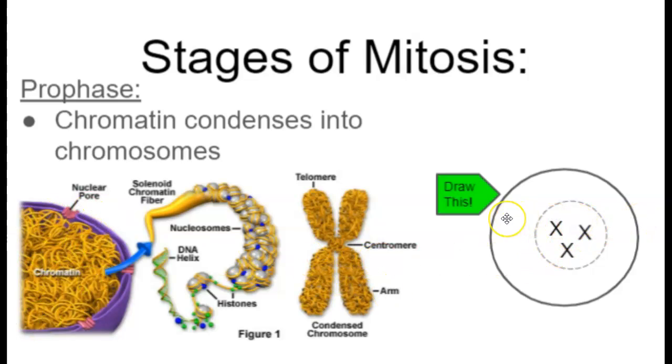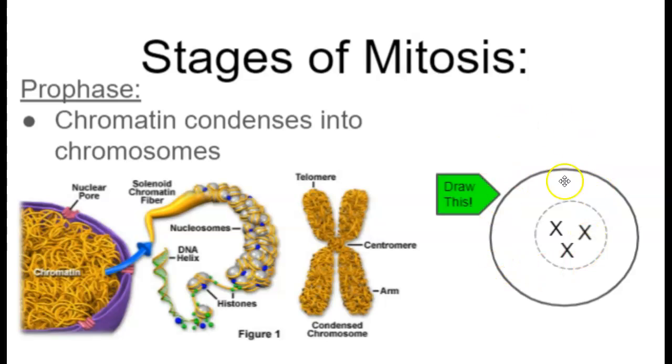The reason the chromatin does this, it doesn't stay messy, is because we've got to be able to pull half to one side and half to the other. If you think about taking a big, tangled up mess of yarn and trying to split it in half, it's going to be really hard. So we got to package them up nice and neat so it's easy to split them in half.